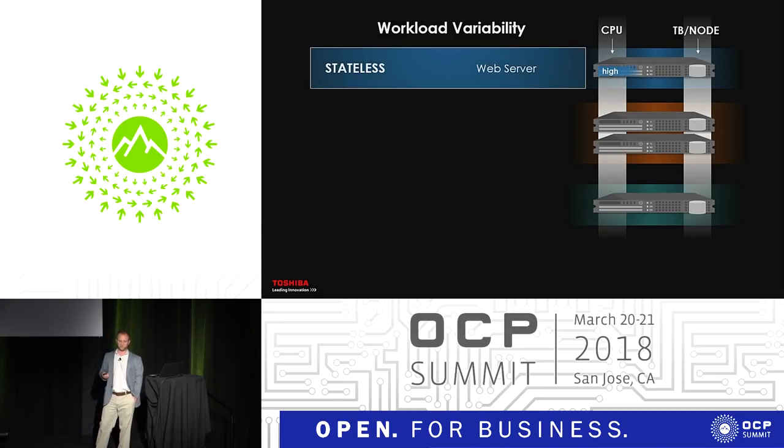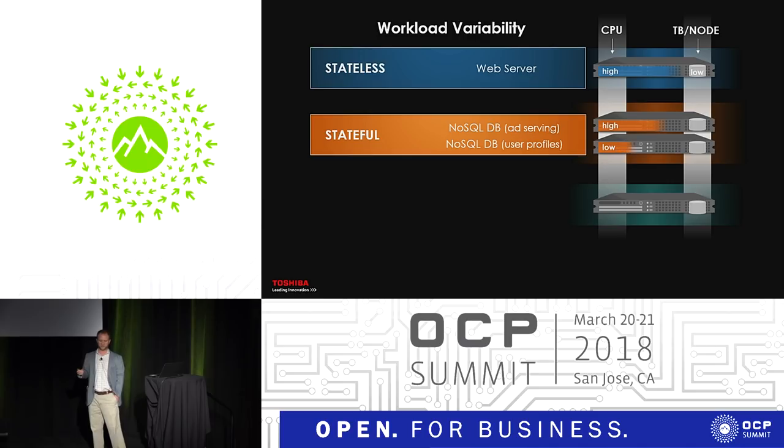So I'm going to introduce you to a few different example workloads that a typical organization like the web scale company that I introduced at the beginning might run. So some of their applications are stateless, and these can be moved easily around the data center from node to node. They tend to have high CPU utilization but low disk utilization.